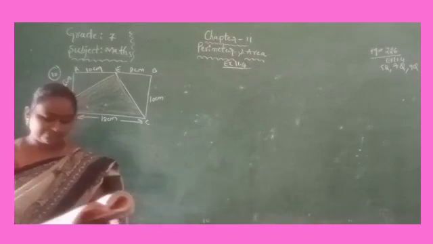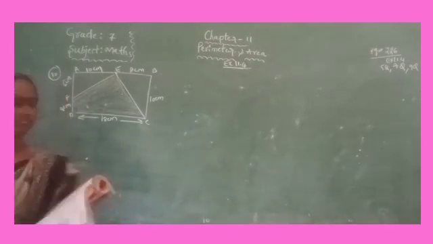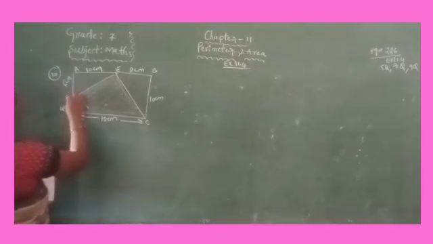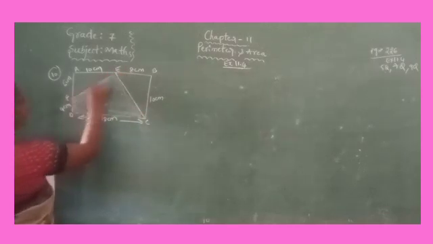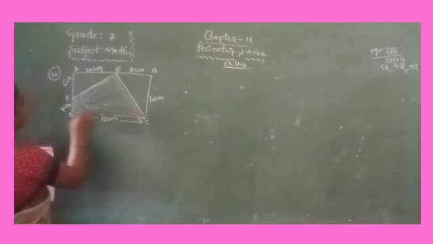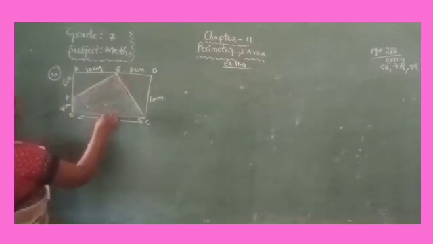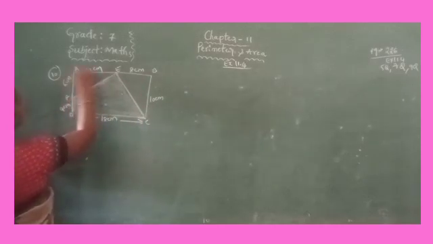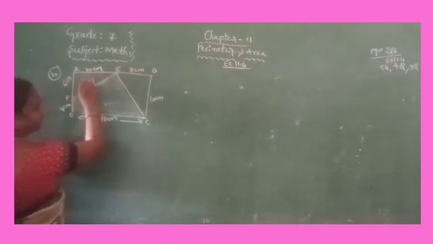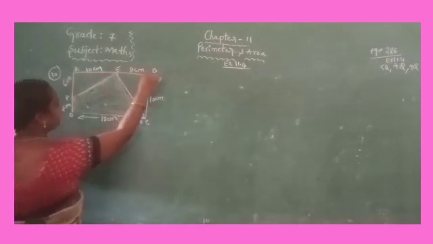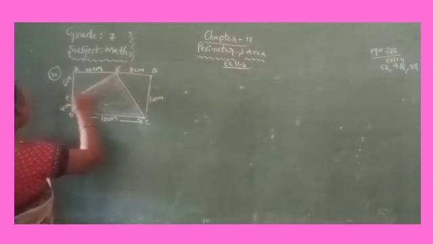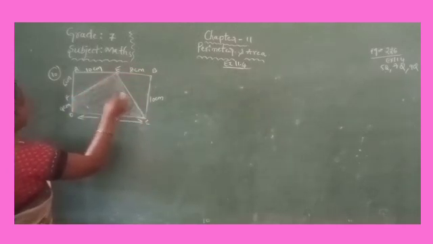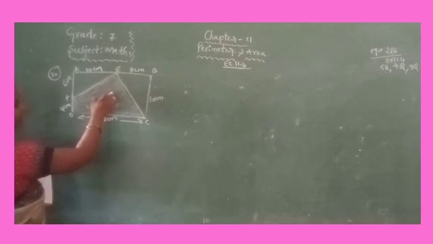See, in the 10th question, in the following figure, find the area of the shaded portion. Shaded portion, this part is shaded. This area we have to find. So observe carefully here, how many triangles? This is triangle AEF and this is unshaded portion, and the next triangle BCE, this is also unshaded. So only this part is shaded. This part of area we have to find.